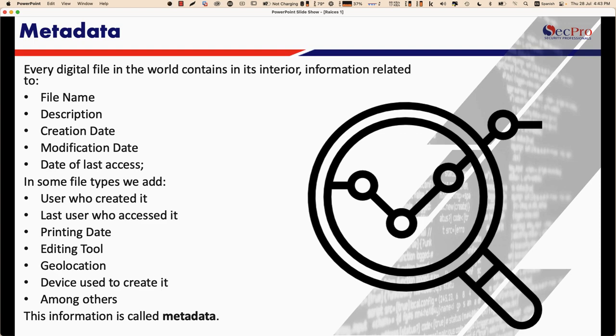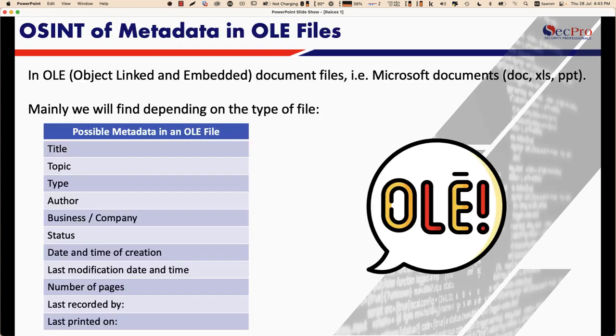Metadata depends on the file. Normally, people think that all the files have the same metadata. The base metadata, yes, but it's different if you are using an OLE file, an object linked and embedded file. What I'm talking about here? Well, Microsoft Word, Microsoft PowerPoint, Excel, etc. So with these files, you can do beautiful things.